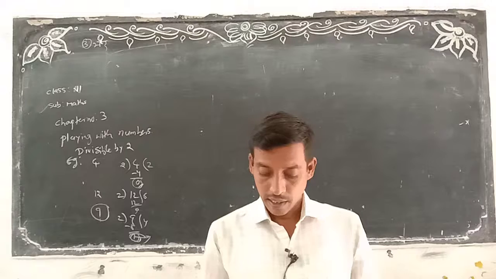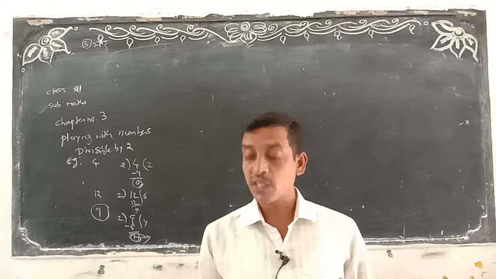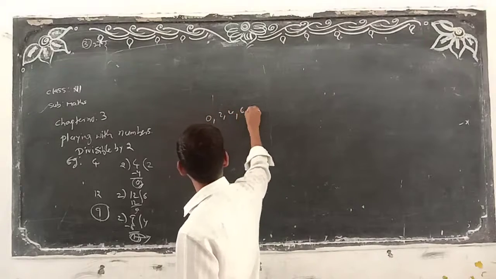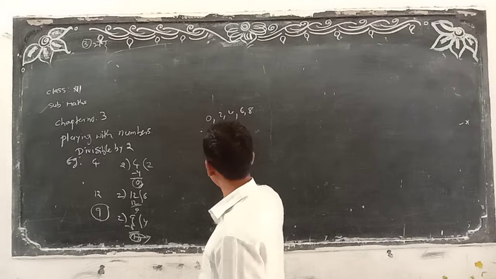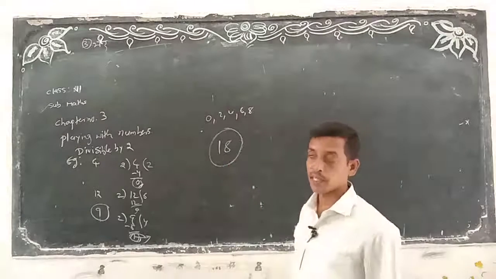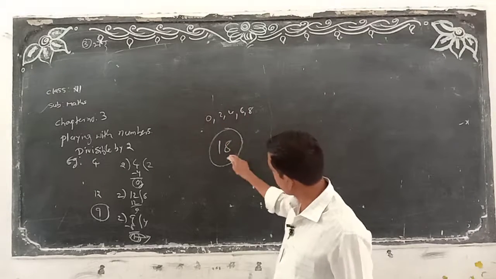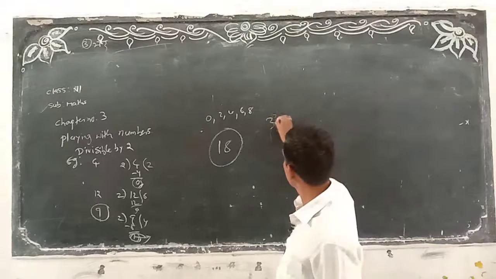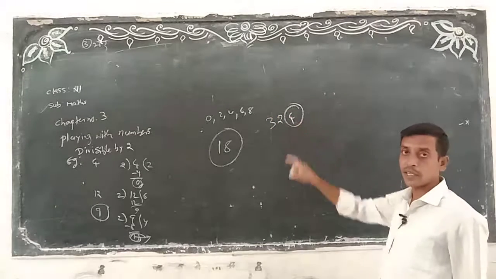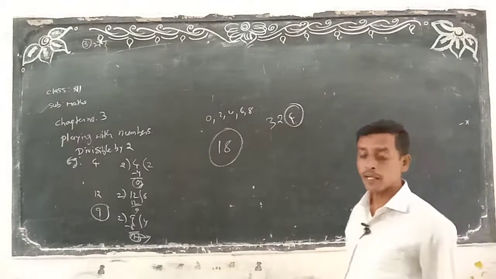Now look here. These numbers have the digits 0, 2, 4, 6, 8 in the ones place. Suppose I take 18. Is 18 divisible by 2 or not? Yes, because 8 is in the ones place. Like that, these numbers are also divisible by 2. Even with 2 or 3 digits, suppose 324, what is the last digit? 4, in the ones place. That means this whole number is also divisible by 2.